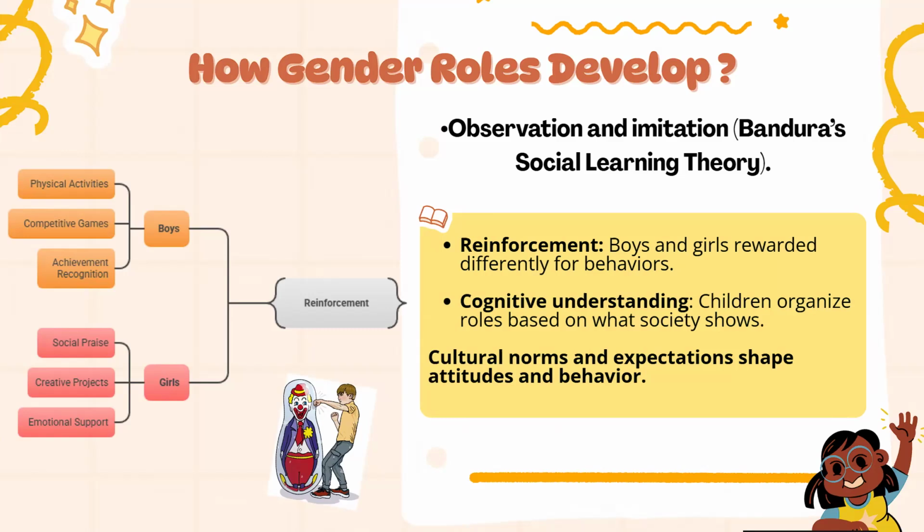Cognitive development. Children also start categorizing behaviors. They form mental boxes for what boys and girls should do. Cultural norms play a huge role. What children see daily becomes their standard for daily behavior.